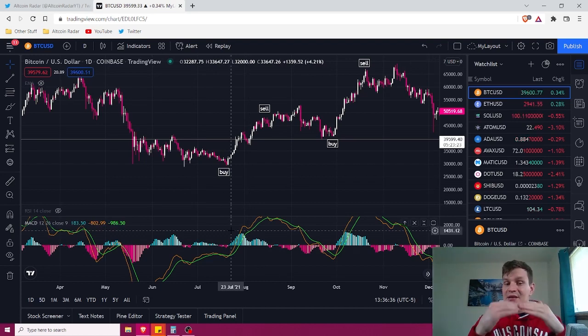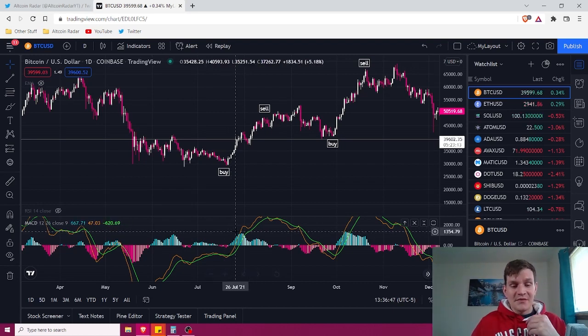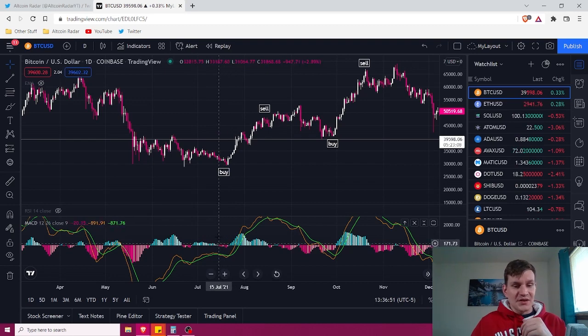Obviously, when it's red, that means more people are selling. When it's green, it means more people are buying, and the overall market for that time period is currently trending upwards. So we can see right here that it was trending downwards for a tiny bit, but the volume was very, very minimal, okay?